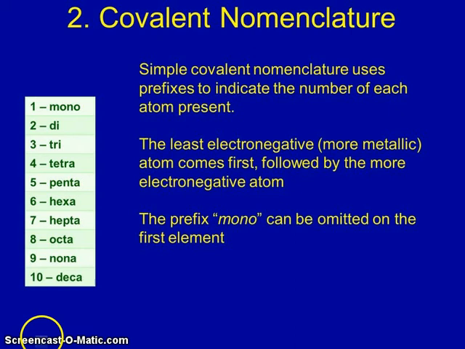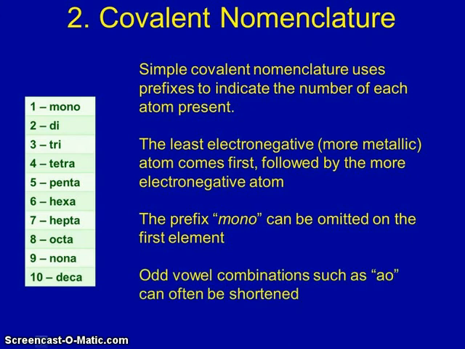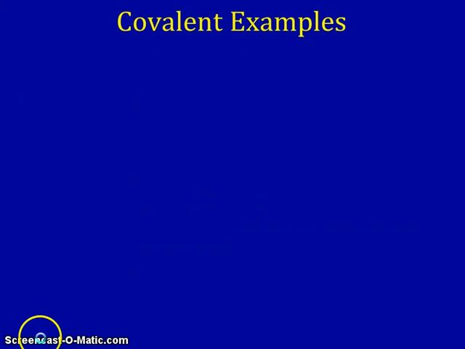Prefix mono can be omitted on a first element, so if I have CO2, we don't call that monocarbon dioxide, we just call it carbon dioxide. And then finally, odd vowel combinations can be omitted. This tends to happen with things like hexaoxide. That doesn't roll off the English tongue very well, so we tend to refer to that as hexoxide.